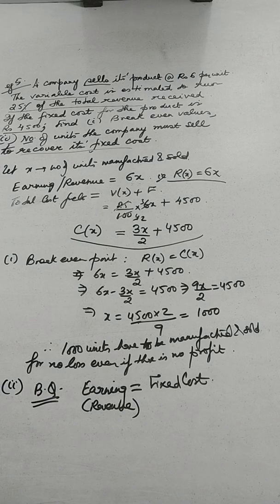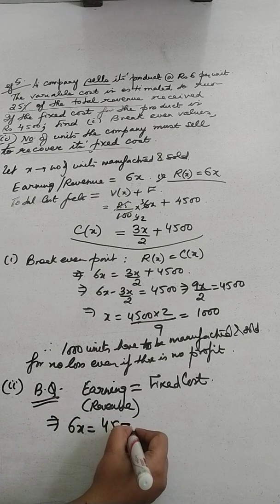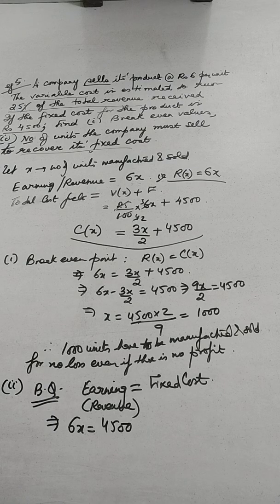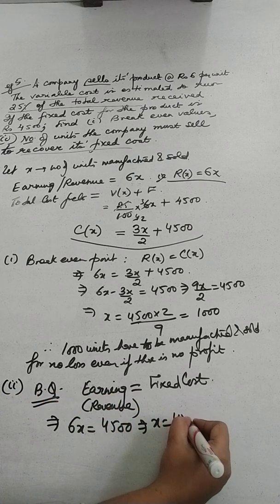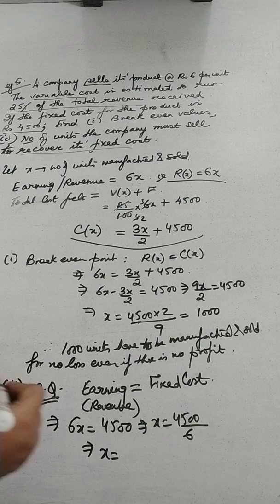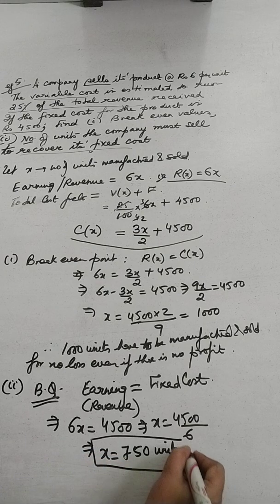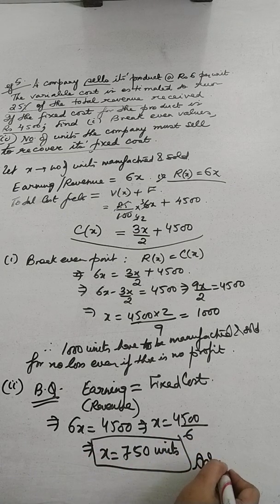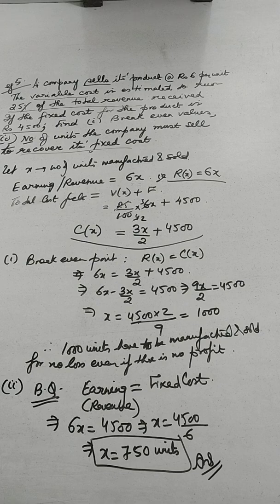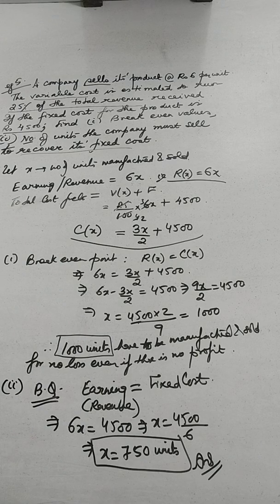Earning or revenue should be same as the fixed cost. That means what is the revenue? We have obtained it as 6x. So this means that 6x has to be 4500. So x is how much? Simply x is 4500 by 6, which means x is 750 units. So this is the number of units that have to be manufactured so that the company can recover its fixed cost. Okay, so this is how we work out this problem. We move on to the next question now.